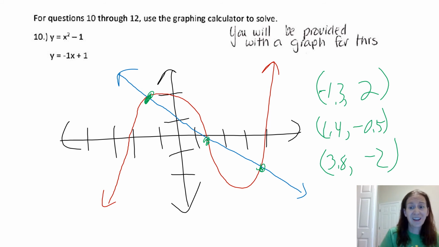I'm going to say it again. All you have to do for that problem is find where the graphs intersect and give me the ordered pairs, whether it's one ordered pair, two ordered pairs, or three. That's all you have to do. Stop the video, write it down, and just say, for the graphing ones, just find where they intersect and state the ordered pairs. That's it.